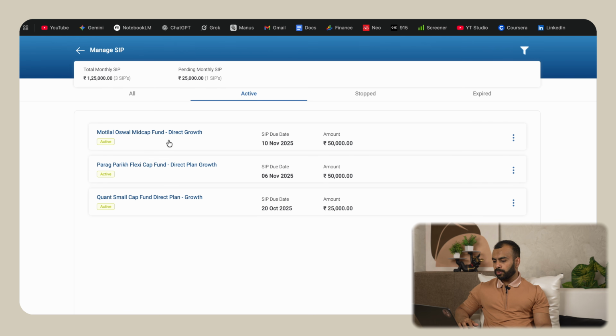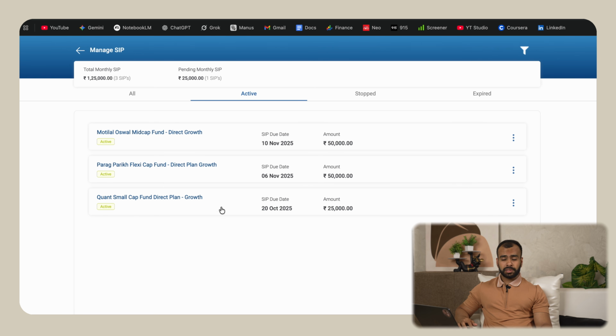There is Motilal Oswal Mid Cap Fund, which we saw in the previous video as well. There's also Parag Parikh Flexi Cap Fund, again the one we saw in the mutual fund portfolio, and we also have Quant Small Cap Fund. The Motilal Oswal Mid Cap Fund and the Parag Parikh fund sit at 50,000 rupees per month of SIP, while Quant is currently at 25,000 rupees. I recently increased my SIP amounts.